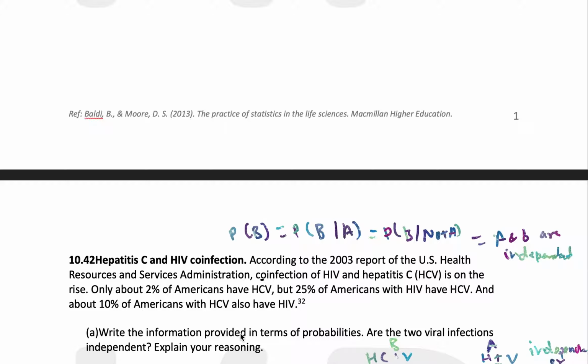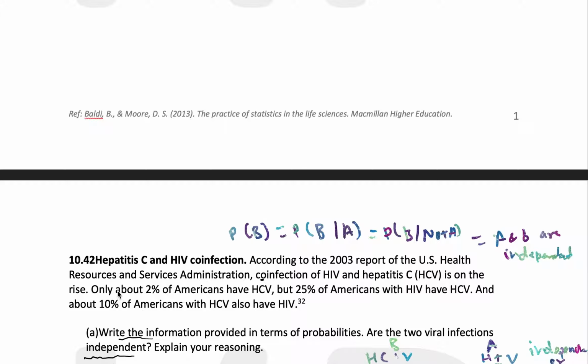So sub question A says: write the information provided in terms of probability. Are the two viral infections independent or not? So we have to test whether the events are independent or not as the sub question of A. But first we have to just derive the information given and write it in terms of probability.